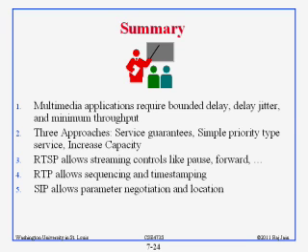On service guarantees, we did not talk about this one, but basically RTSP allows streaming controls like pause, forward, and so on. RTP allows sequencing and time stamping, and then it goes with RTCP, which is control for RTP, and then SIP allows the session negotiation or parameter negotiation. Okay, that's the end of this chapter. Any question about this chapter?